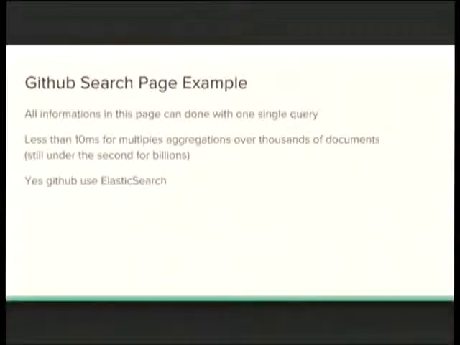So if you look at GitHub, for example, this page is fairly complex. You have heaps of stuff on the left, you have a total, you have a full text search, you have a list of results with a number of stars, you have pagination at the bottom.